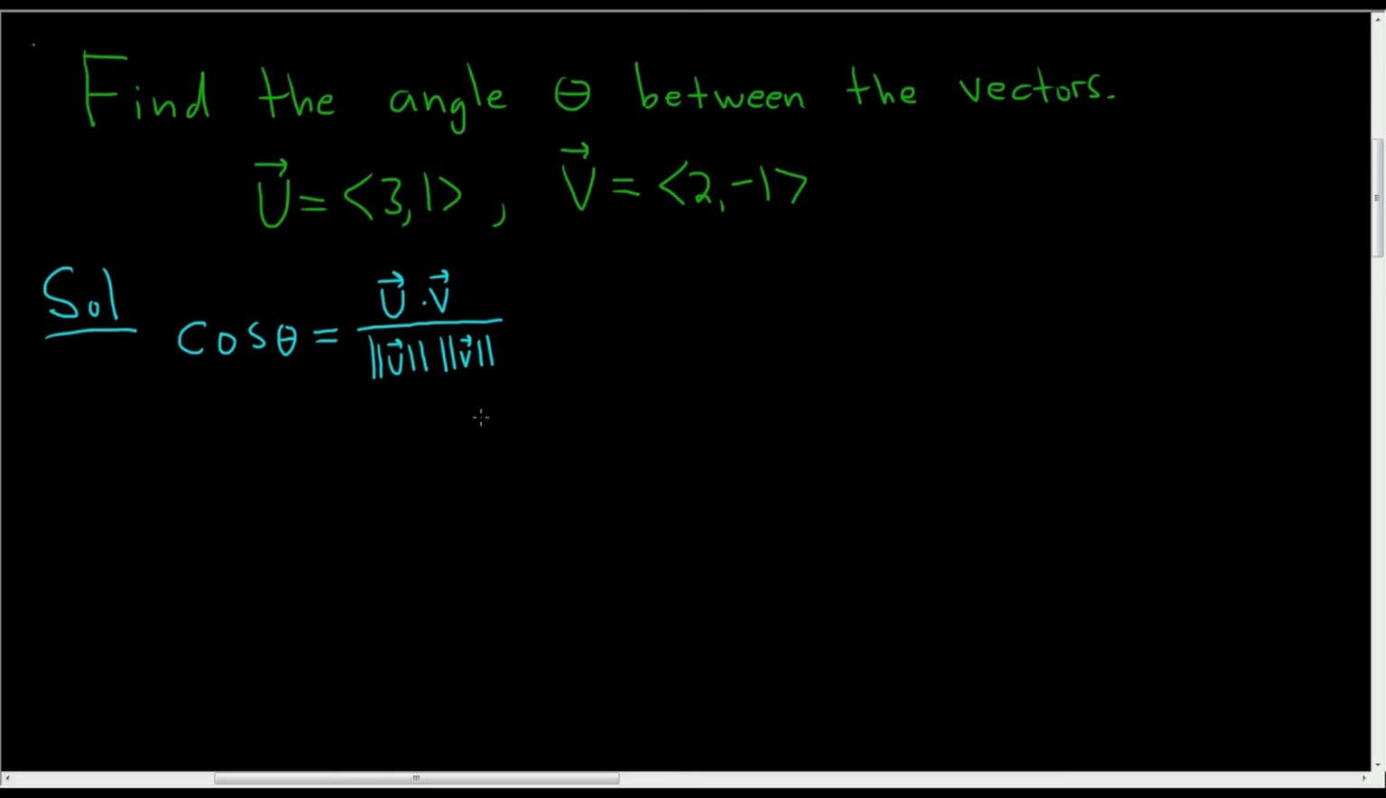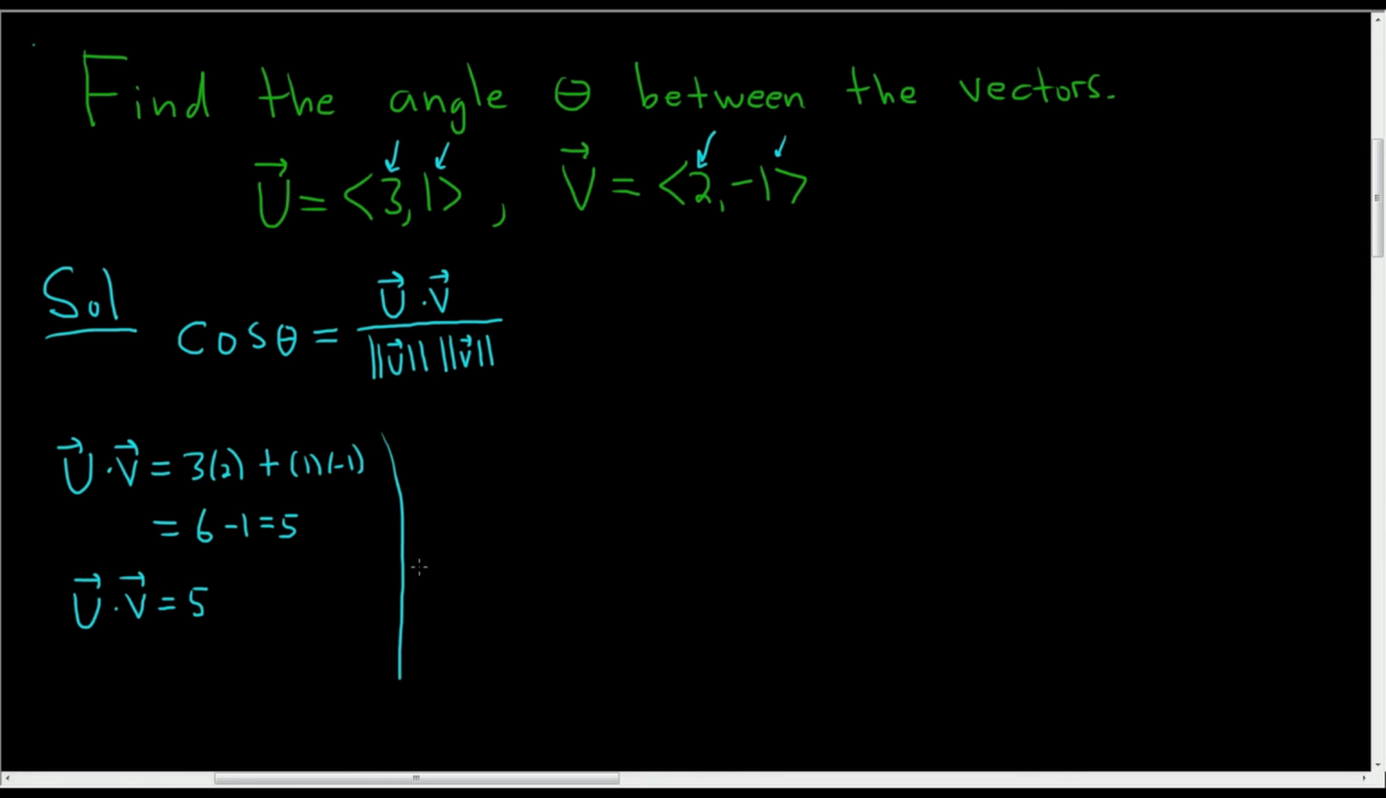So we can do this all at once, or we can do it one step at a time. Let's do it one step at a time. So if we look at u dot v, to compute the dot product, we multiply the corresponding coordinates. So we multiply the first components, so 3 times 2. And then we multiply the second components, so plus 1 times -1. This ends up being 3 times 2 is 6, and 1 times -1 is -1, so we get 5. So the dot product of u with v is equal to 5.